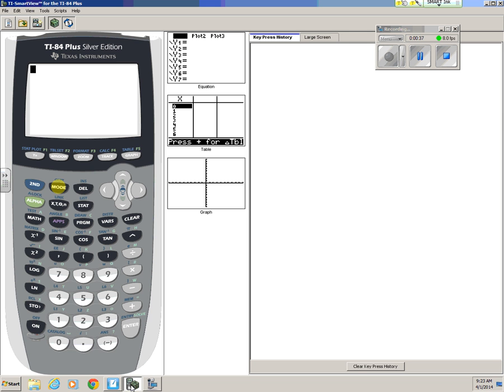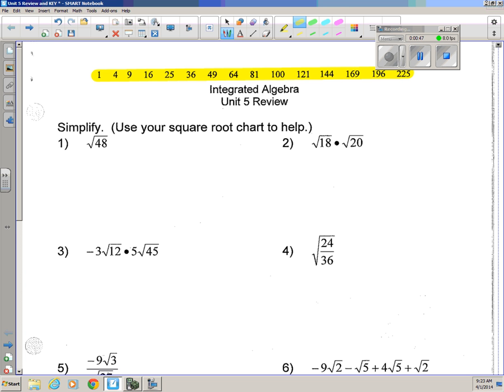Mine already is. Nope, I'm still in this highlighter thing, so let me get out of this. Hold on for 1 second. Let's see if I can close this part out. Okay, so when I get to the calculator, I'll show you, not a big deal.